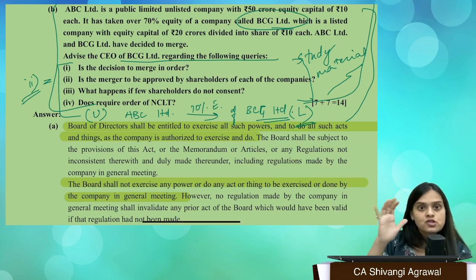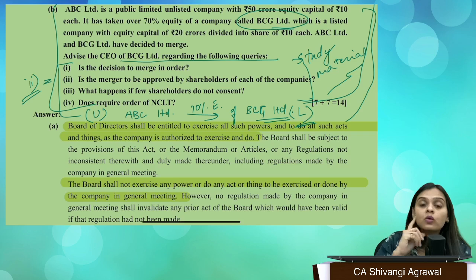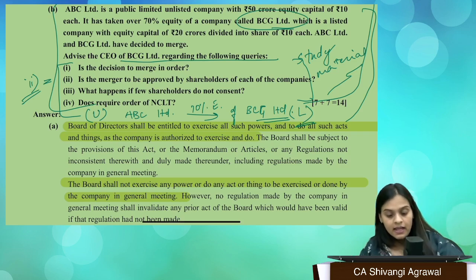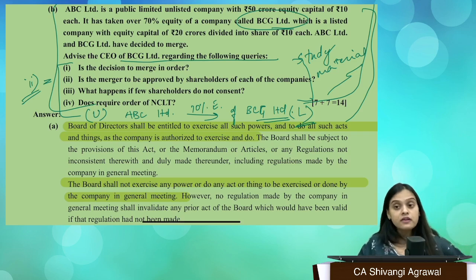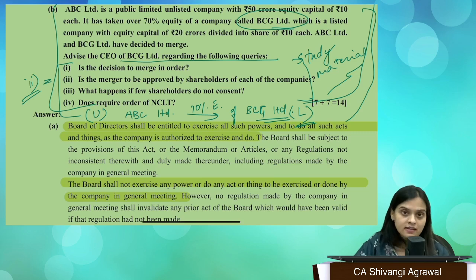That's how you need to actually write. What happens if few shareholders do not consent? Now, we have read a separate section also about the dissenting shareholders. The shares of dissenting shareholders may be taken over, right? So whoever does not agree to the scheme of merger or amalgamation does not really have a choice, because we have also read about section 235, which talks about the power to acquire shares of dissenting shareholders.